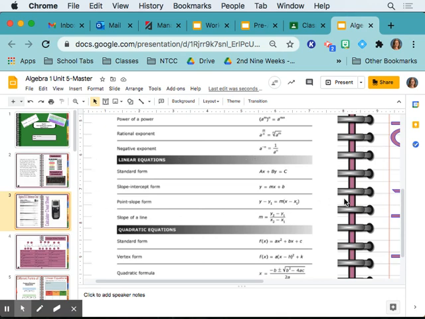So we are finishing up all of the linear equation skills, so we'll need each one of these formulas. We have standard form, ax plus by equals c. Slope-intercept form, y equals mx plus b. Point-slope form, y minus y1 equals m times x minus x1. And then slope of a line equals y2 minus y1 over x2 minus x1.